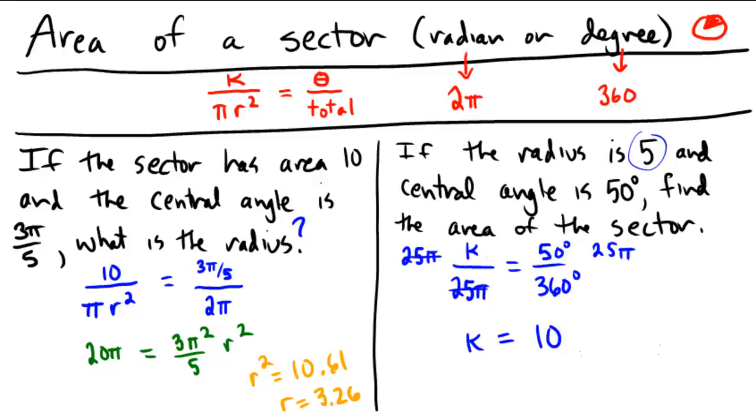So if you're following along at home, hopefully on this one you got 10.91 approximately. That's rounded to the nearest hundredth place.